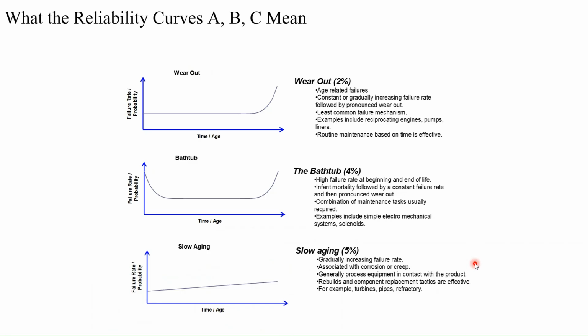Bathtub curve, Curve B: high failure rate at the beginning and end of life. Infant mortality is followed by a constant failure rate and then pronounced wear-out. Examples include simple electromechanical systems and general machines.